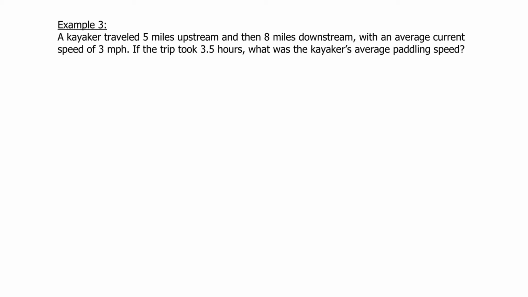All right, let's look at this next example. It says a kayaker traveled 5 miles upstream and then 8 miles downstream with an average current speed of 3 miles per hour. And we're talking about the current of the water. If the trip took 3.5 hours, what was the kayaker's average paddling speed? So let's look at our distance, our rate, and our time.